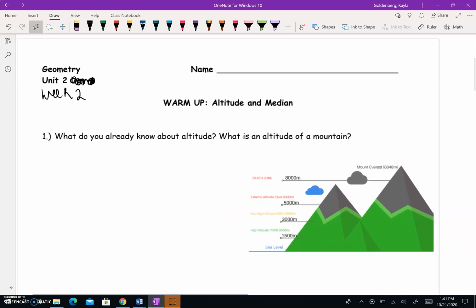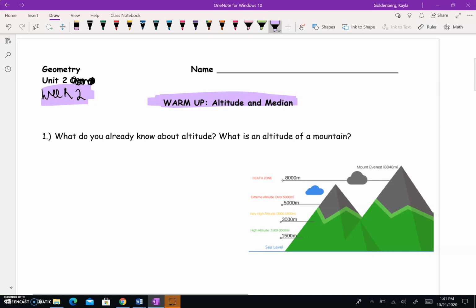We're going to focus on two big ideas this week. So week 2's focus is on altitude and median. If you want to make a title of this page, this is week 2 notes, and we're going to be focusing on altitude and median. These are two vocab words that are related to triangles.